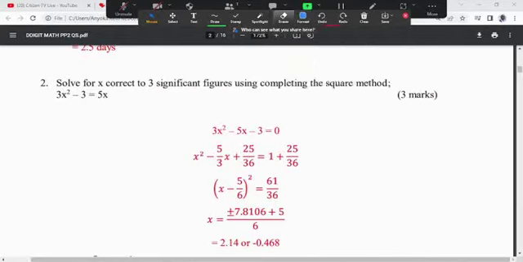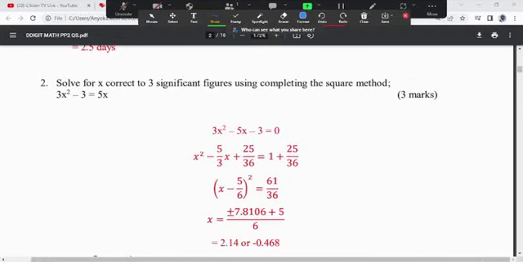Question 2. Christine, read for us question 2. Solve for x correct to three significant figures using completing the square method. 3x squared minus 3 is equal to 5x. Right, thank you.